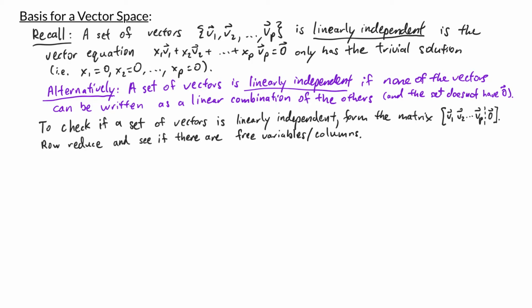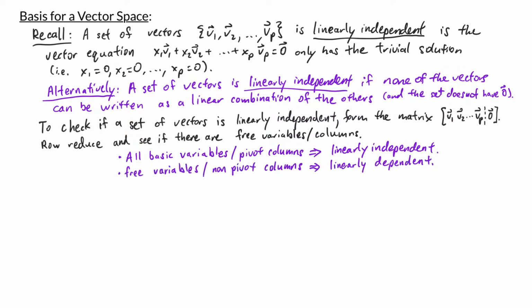To check if a set of vectors is linearly independent, we form the augmented matrix v1, v2 through vp augmented with the zero vector, row reduce it, and see if there are any free columns or variables. If all of the variables are basic variables, meaning all of the columns are pivot columns, then we know that the set is linearly independent. However, if we do have free variables, then the set is linearly dependent.